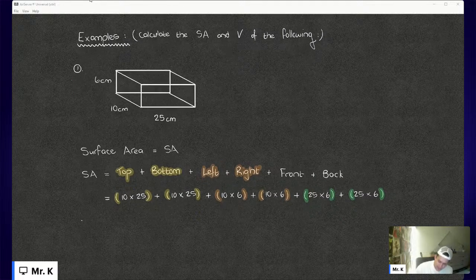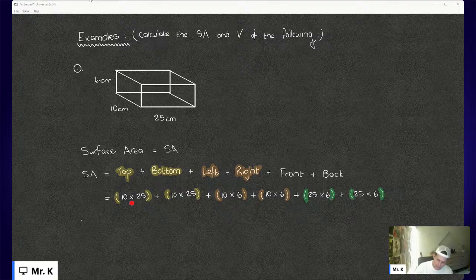When we look at our work at this point, grade 7s, you should be able to tell that we have 6 calculations, or the other way to see it is 3 sets of 2.